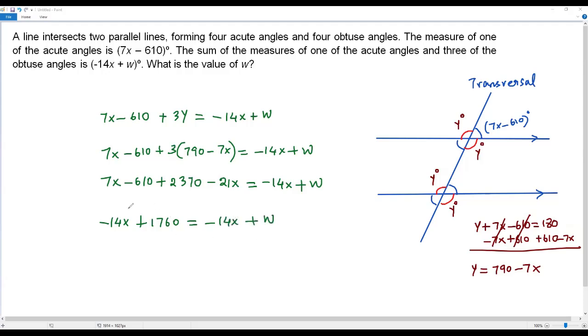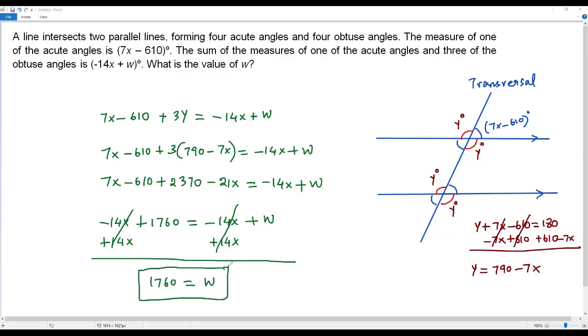Okay, here on both sides of the equation, I will find −14x. If I add 14x to both sides, I'll be able to get rid of the x term on both sides of the equation. Let me add it. So I'm adding 14x to both sides, and −14x and positive 14x will cancel out. I'm getting 1760 on the left side. On the right side, I'm getting w. So therefore, the value of w is 1760.